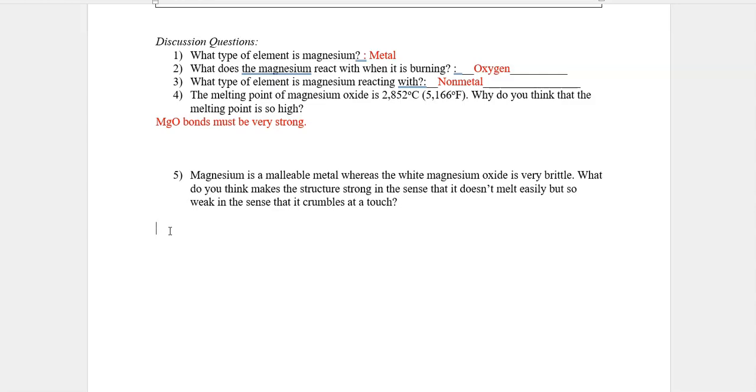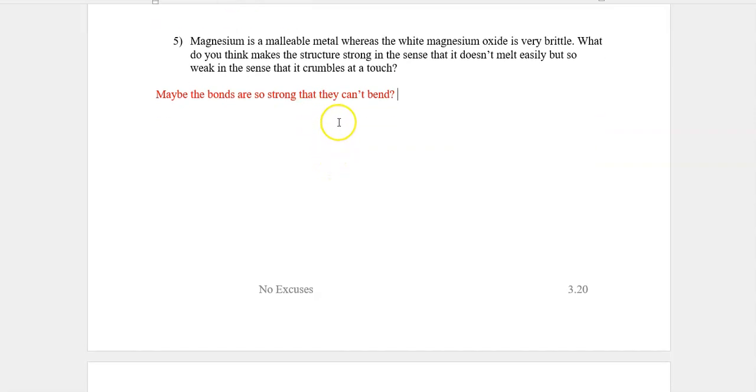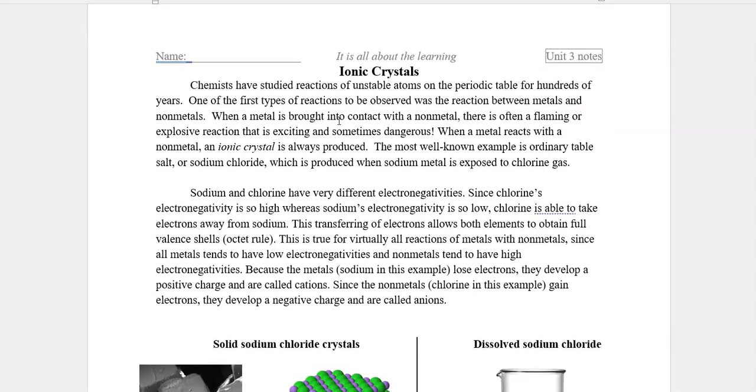So let's see. I said they were very strong, so maybe the bonds are so strong that they can't bend? You know, like glass is brittle, but glass is strong too. Like there are glass tables and stuff, and glass bottom boats that you can go in and look down through the bottom of the boat. So glass can be strong. It just can't bend. Let's read about ionic crystals and maybe we can answer some of these lingering questions we still have.